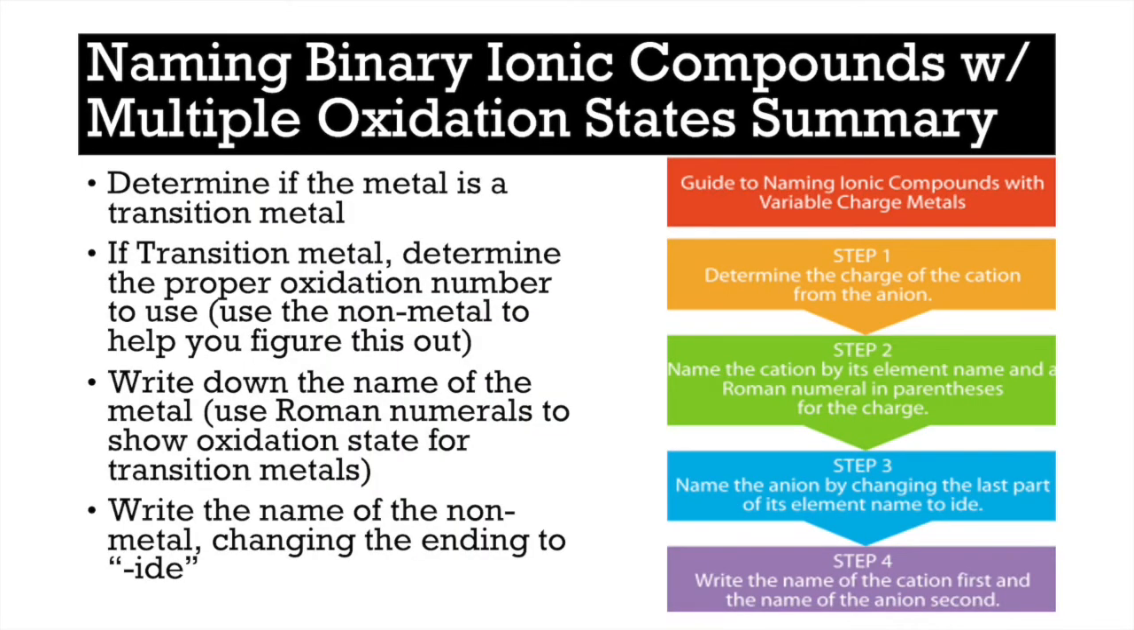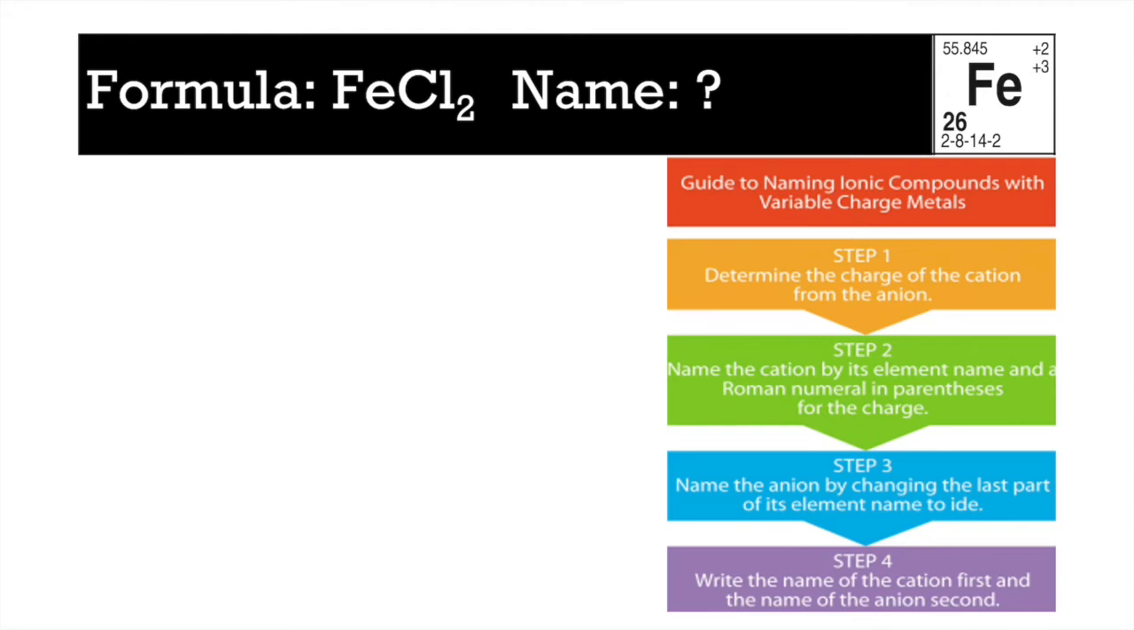Okay, so here are the steps, and we're going to work through these together when we have to name something with multiple oxidation states. Your first step is to determine whether or not the metal has multiple oxidation states. Is it a transition metal with multiple options? If it is, then you have to figure out which charge you're using, and to do that, you have to use the nonmetal. Once you figure that out, you use the charge as the Roman numeral, and then you write the IDE ending. Again, this doesn't make much sense yet, so let's go ahead and do an example.